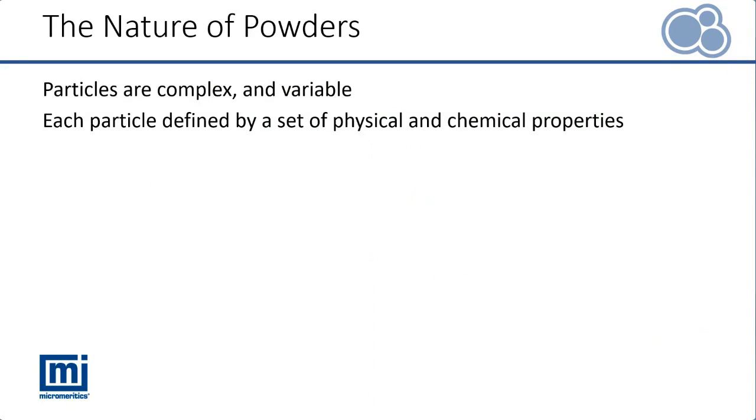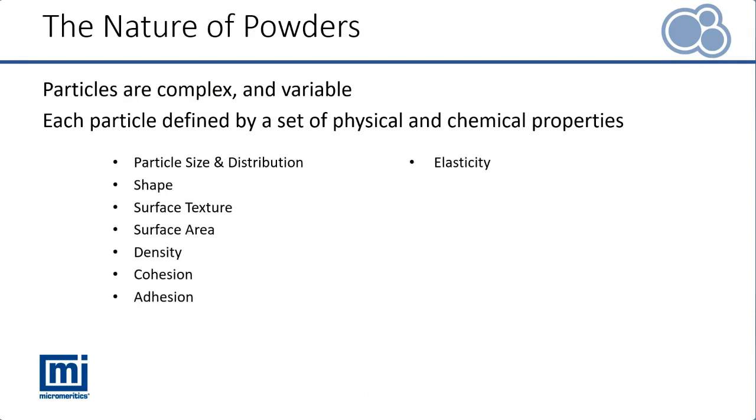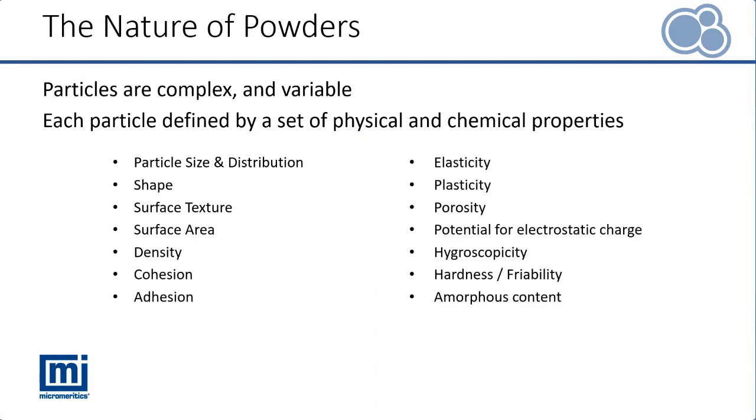And so each particle and each set of particles are defined by their own physical and chemical properties. So we've talked already about size, shape, surface texture, but also the cohesive forces between the particles, the adhesive forces between the particles and a surface, porosity we mentioned, how hard the particles are, whether they are prone to undergo any attrition, what the amorphous and crystalline content is. Each one of these properties and more will give some contribution to how that powder behaves in process.